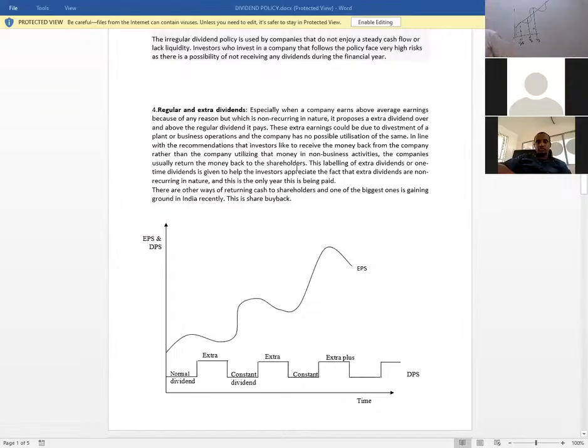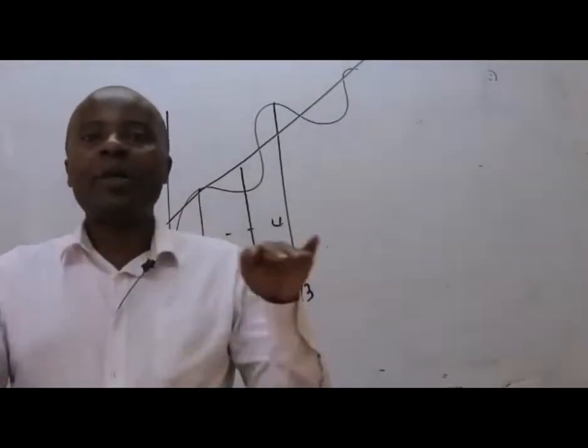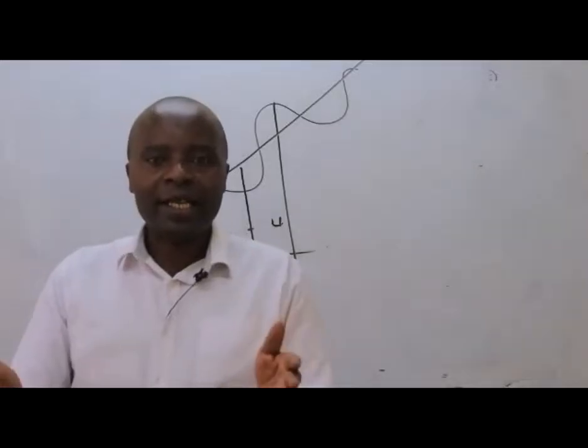We pay like a bonus, like that. So we are told here, especially when a company earns above average earnings because of any reason, but which is non-recurring in nature, it proposes an extra dividend over and above the regular dividend it pays. These extra earnings could be due to divestment. Perhaps they have sold some assets somewhere, a plant or business operation, and the company has no possible utilization of the same. So you decide, ladies and gentlemen, to give your shareholders a bonus in that year, etc., etc.